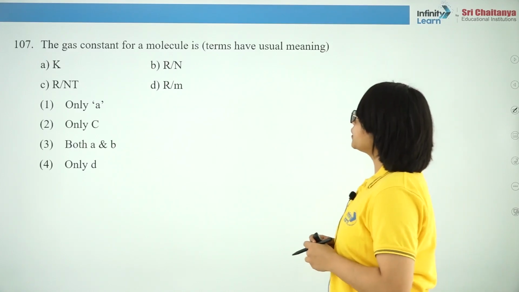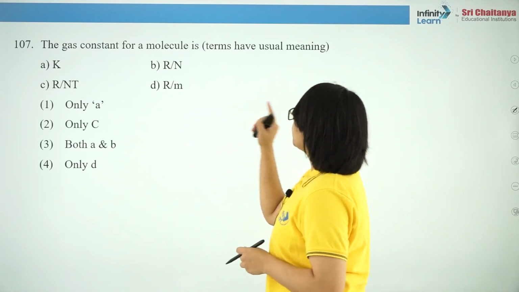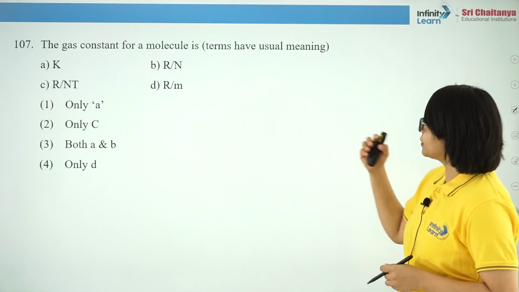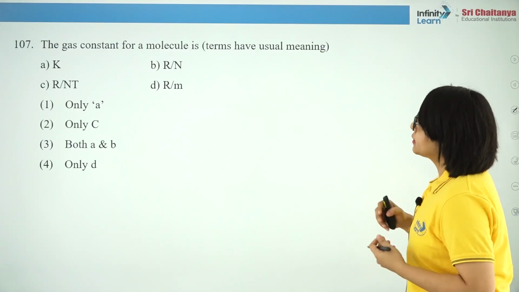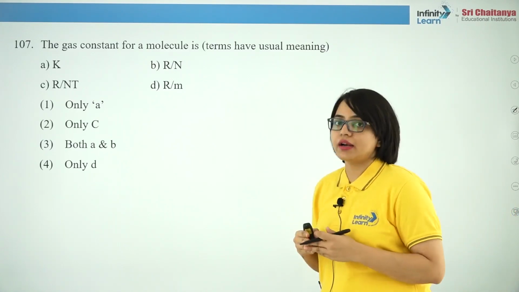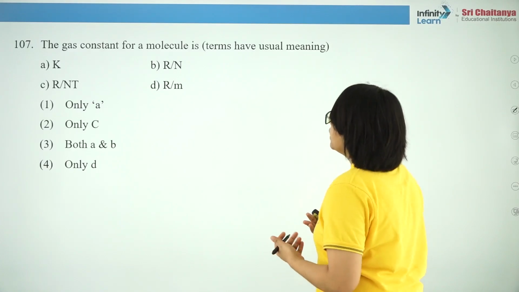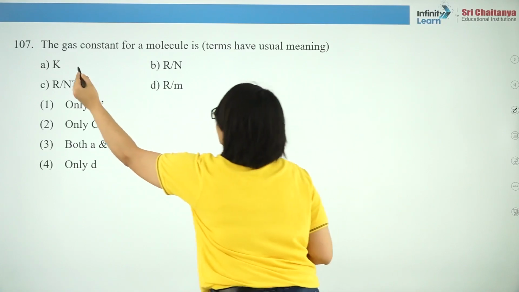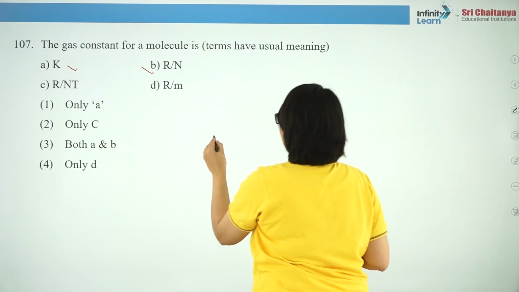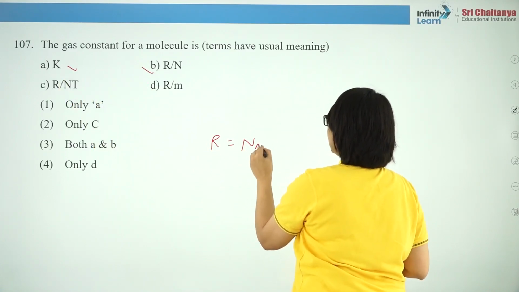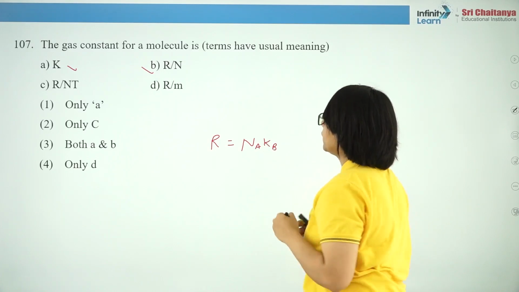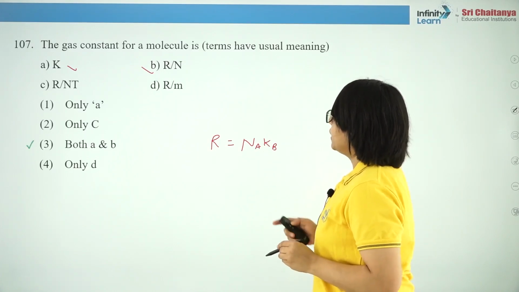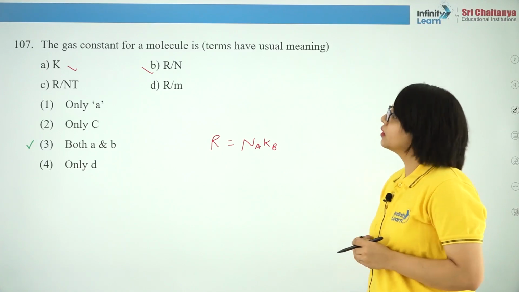Next is 107. The gas constant of a molecule, terms have usual meaning, is K or R by N, R upon Nt or R upon N. So, gas constant of a molecule is K as well as R upon N because R is equals to Na Kb, right. So, we have both A and B, which is option 3.